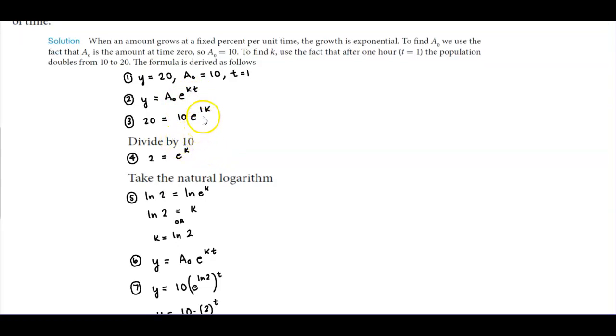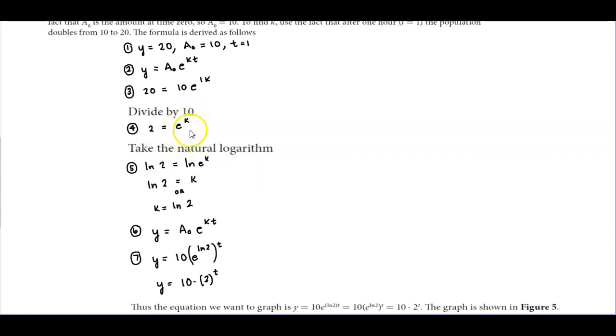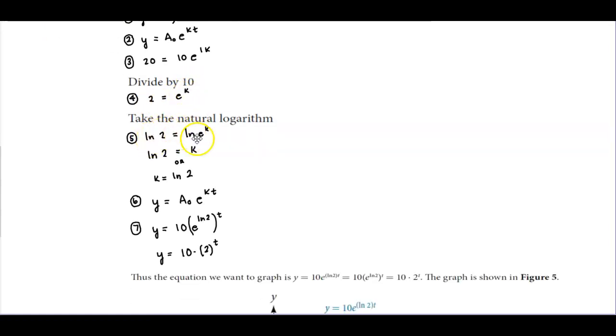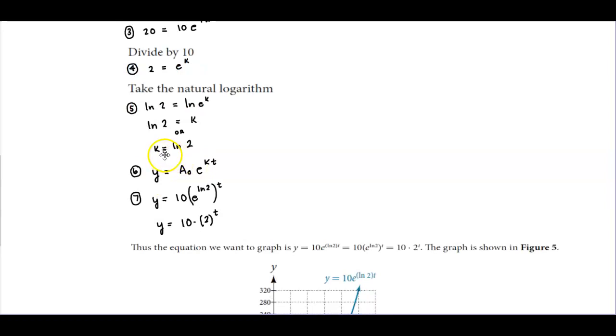So we're going to solve for the value of k by first dividing both sides by 10. So we get 2, which is equal to e to the k. And then to solve for k, we're going to take the natural log of both sides. So we get the natural log of 2, which is equal to k. Or just rewriting it, writing k on the left side and natural log of 2 on the right side. So now we know that k is going to equal the natural log of 2.